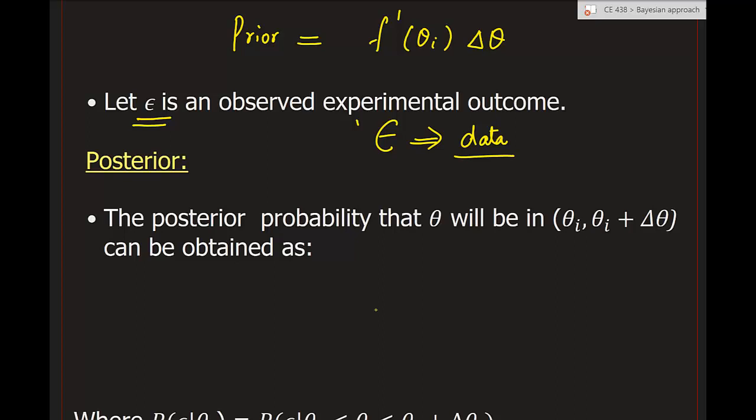So this is to find the posterior probability that theta will be in theta_i and theta_i plus delta theta, and this we will use Bayes theorem to obtain. So what we want to obtain is the posterior probability. When we are using posterior probability, I have to use double dash, and like for the prior we multiply by delta theta, then we get the probability. Similarly, if I have f'' of theta_i and I multiply by delta theta, this will give me the posterior probability. So this is nothing but the posterior.